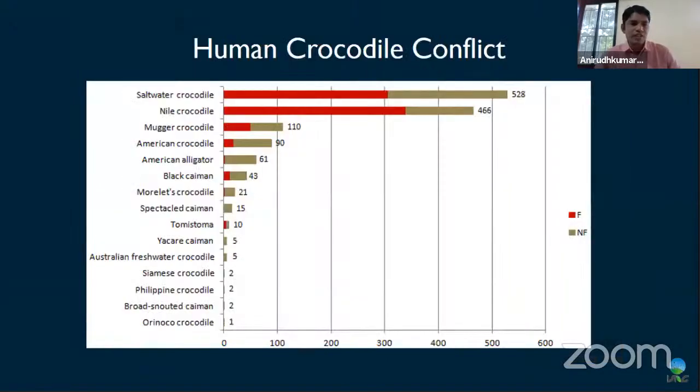This is a simple graph. You can see which species in the world is the most dangerous to humans in terms of attacking. So you can see the saltwater crocodile has attacked the most people. Then comes the Nile crocodile, and the third one is the mugger crocodile. This data is a bit old, I haven't looked at the new data, but you can see which species is more responsible for conflict.